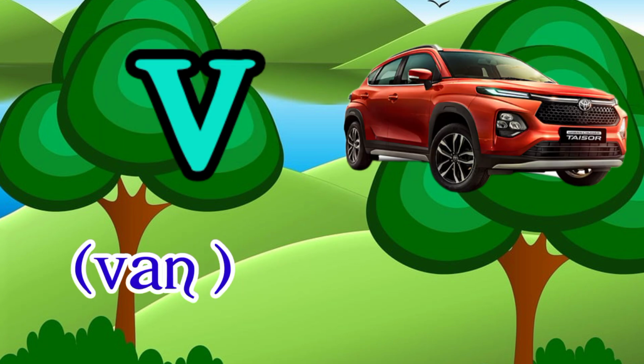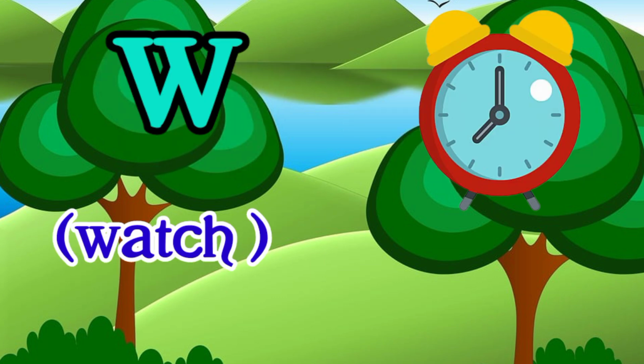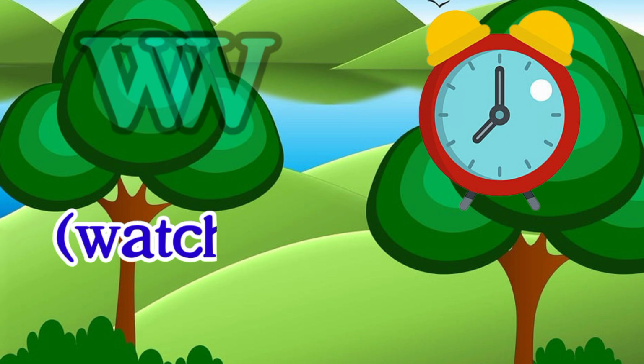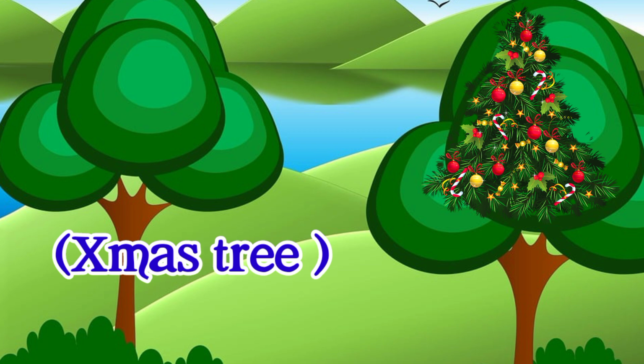V for van, van means van. W for watch, watch means ghadi. X for Xmas tree, Xmas tree means Xmas tree.